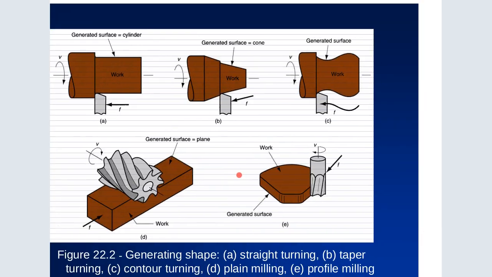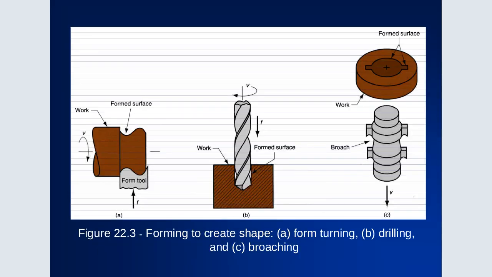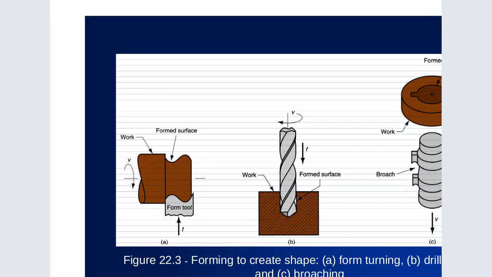Now, generating shapes. These are how shapes can be generated. We can have a straight shape, like in figure A. We can have a taper, like in figure B. We can have contour turning. We can have the planing mill, which is planing on a plane. Then we have profile milling, profile on the edges. You can see how the edges are done. So those are the types of shapes that can be generated using these machines.